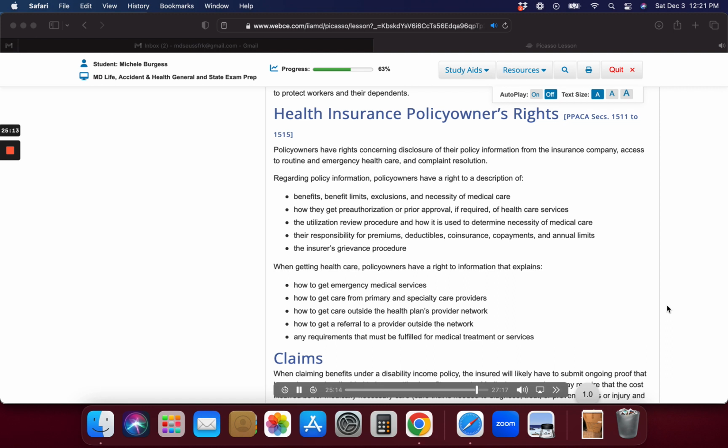Accidental death and dismemberment, AD&D, pays lump sum benefits if accidental death or injury results in dismemberment. Medicare supplement is private insurance that supplements Medicare. Long-term care covers the cost of long-term care, nursing home, home health care. Limited benefits cover dental, vision, prescription drug, or specified disease.